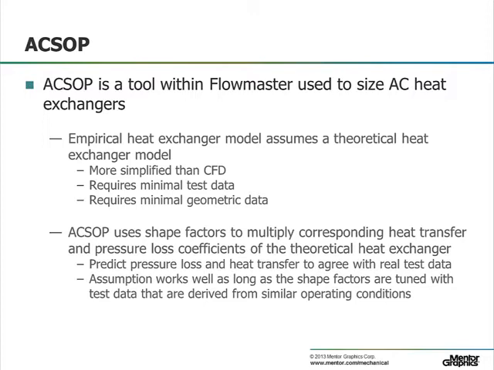When the test data is entered, the ASOP tool then runs a Flowmaster heat transfer steady-state simulation using a series of shape factors to adjust for pressure drop and heat transfer correlations. ASOP then reads the results, calculates a percent error between the results and the test data, then adjusts the shape factor and repeats the process until the percent errors fall below a designated value. The sized heat exchanger can now be entered back into the AC circuit and run in a simulation of the full network.